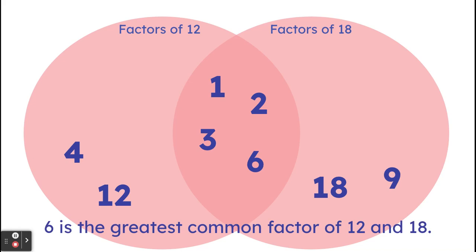So to review, we look at the common factors, and for 12 and 18, the common factors are 1, 2, 3, and 6. And then the greatest common factor will be the greatest number among the common factors. And when we look at 1, 2, 3, and 6, 6 is the greatest of those four numbers. So it is the greatest common factor of 12 and 18.